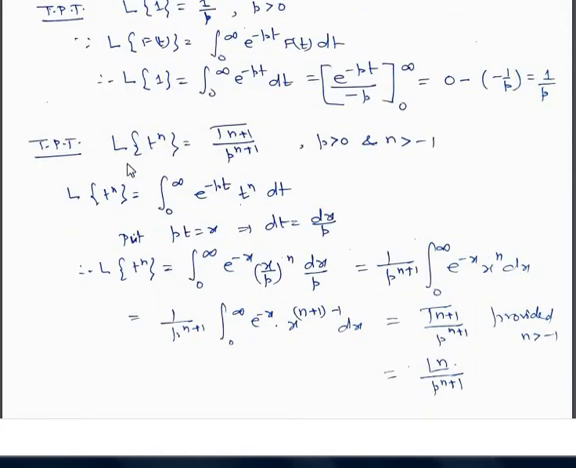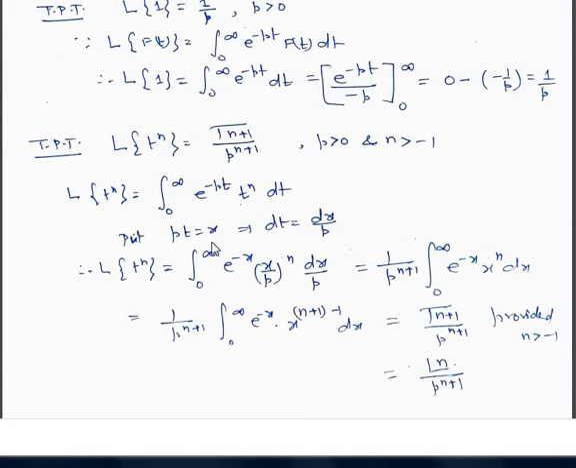Alright. Next we find out Laplace transform of t raised to the power n. Now Laplace transform of t to the power n is gamma n plus 1 upon p to the power n plus 1. Conditions on p and n: p should be positive and n should be greater than minus 1, because then only the gamma function will be defined. Okay, so let's start with the definition. L of t to the power n. By definition this is integral 0 to infinity e raised to the power minus pt t raised to the power n dt.